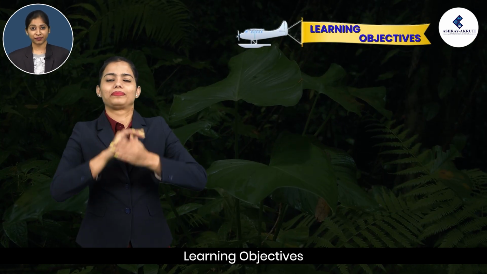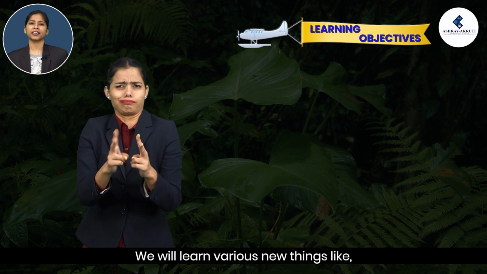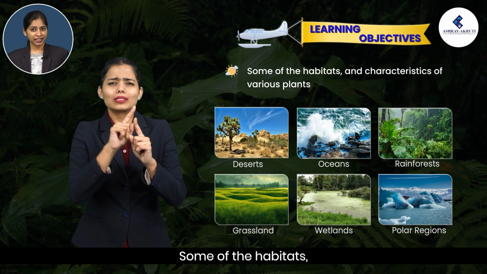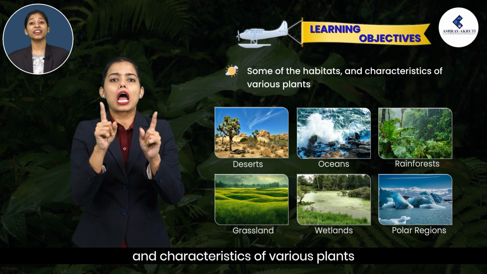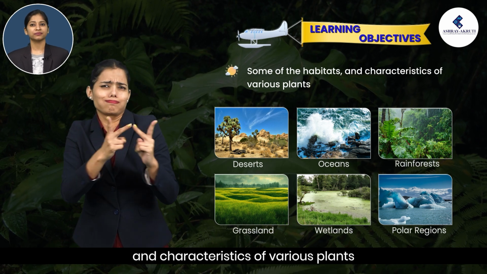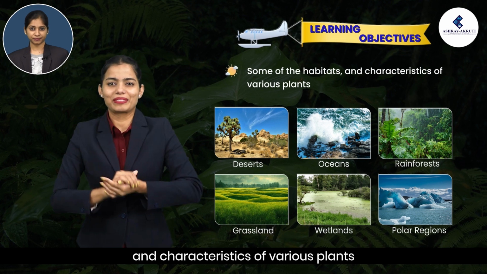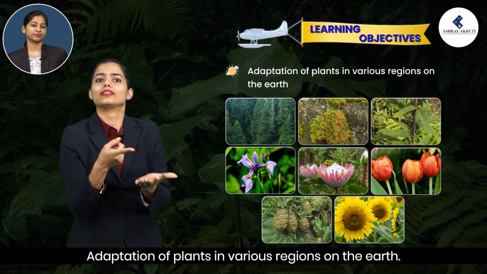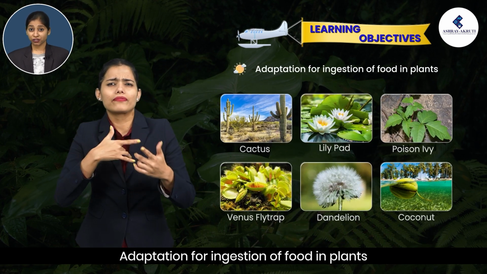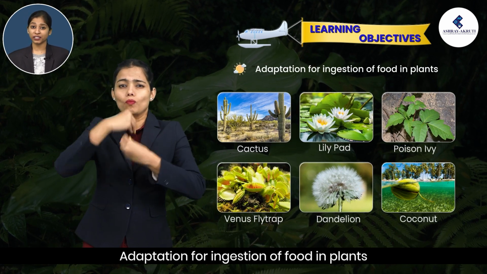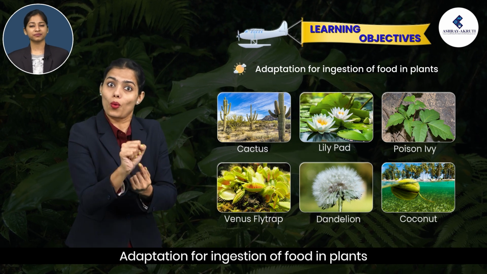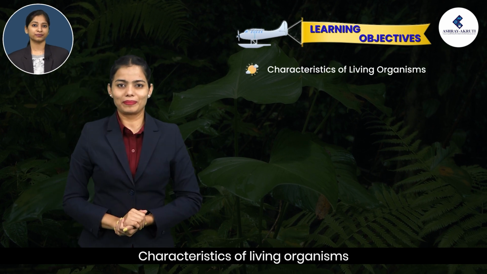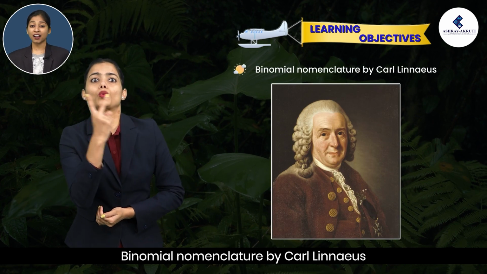Learning objectives. We will learn various new things like some of the habitats and characteristics of various plants, adaptation of plants in various regions on the earth, adaptation for ingestion of food in plants, characteristics of living organisms, binomial nomenclature by Carl Linnaeus.